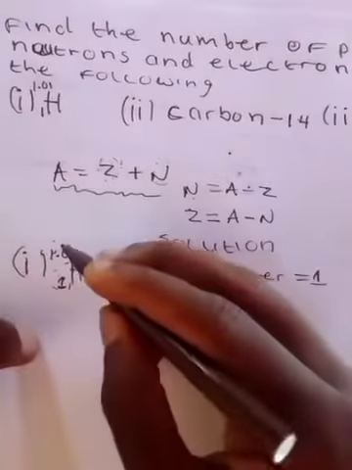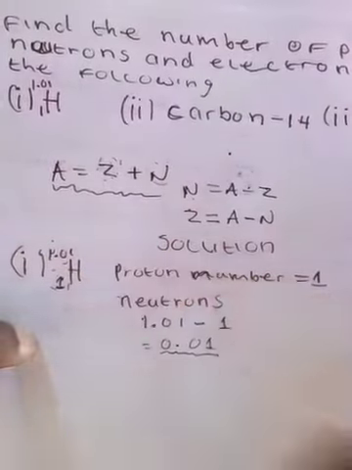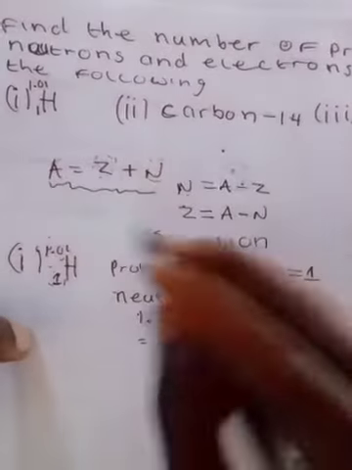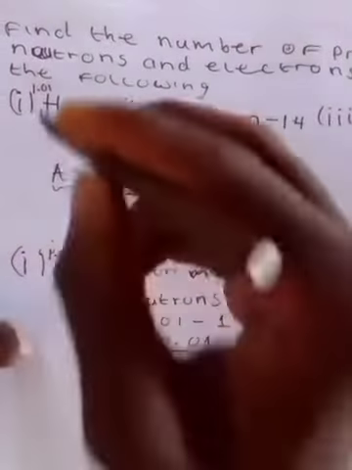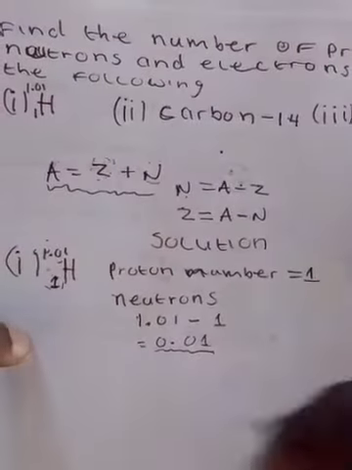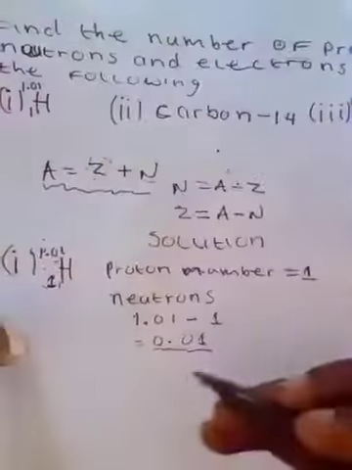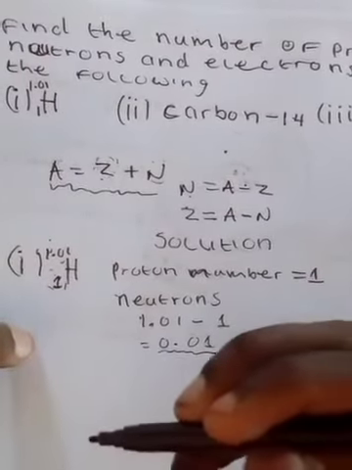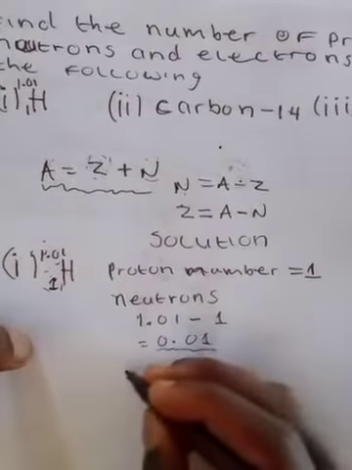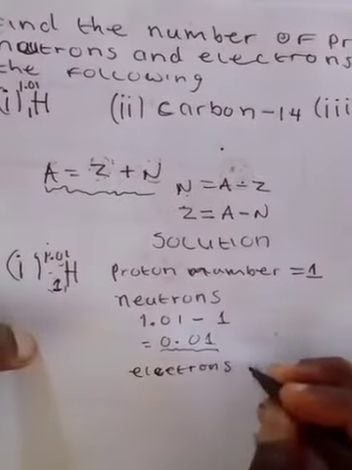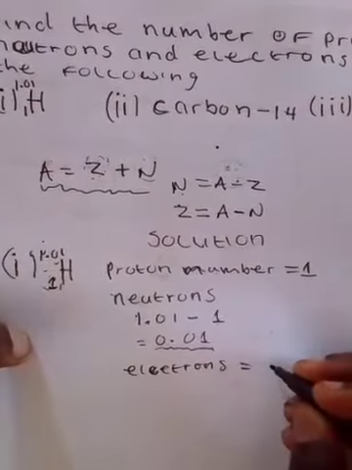And then the number of electrons. As you can see, hydrogen hasn't lost any electron, meaning that it is neutral. And if an element is neutral, the number of protons and electrons are equal. So here, electrons will still be equal to 1. Okay, like this. So now let us solve the second question.